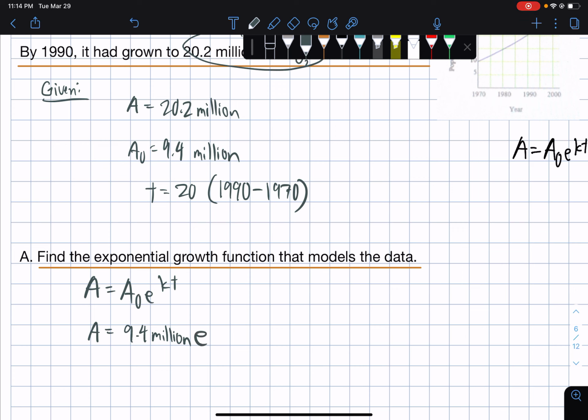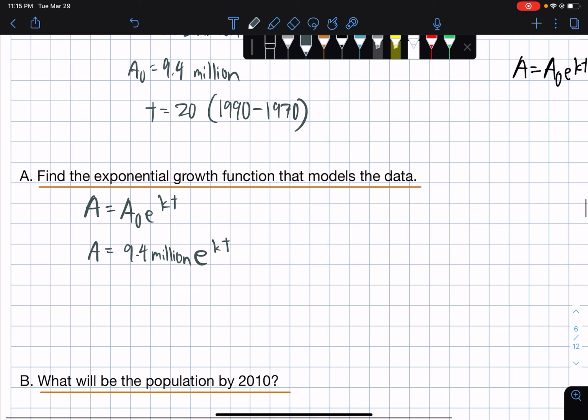Then times Euler's number raised to k times 20. Actually, no. We can't be really specific about the time. t is 20, provided that A is 20.2 million. But we didn't place 20.2 million here, since A will not always be associated with the population data in the year 1990. So this is one exponential growth function, assuming that our A0 is 9.4 million.